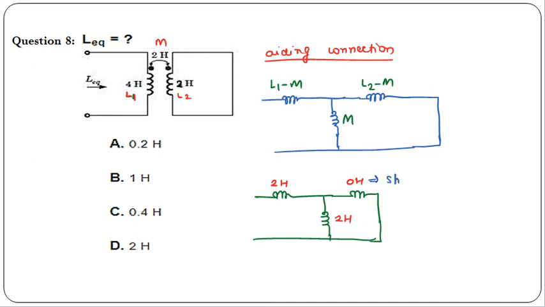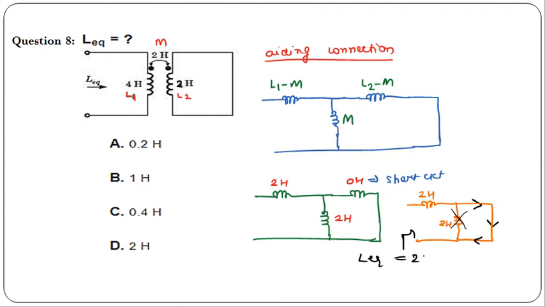0 Henry का मतलब क्या है कि ये short circuit हो गया. So if it is becoming short circuit, then our circuit will look like this. Here we are having 2 Henry, this is also 2 Henry, and now this path has become short circuit. So this 2 Henry is connected in parallel with the short, so there will be no voltage drop across this, because the entire current will pass through this path. So it will become insignificant or negligible. So L equivalent value we will be getting as 2 Henry. So option D is correct.